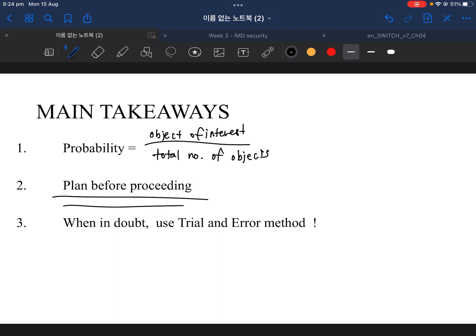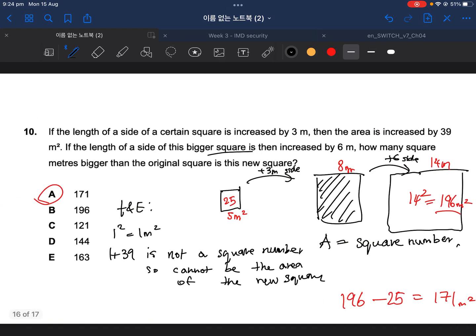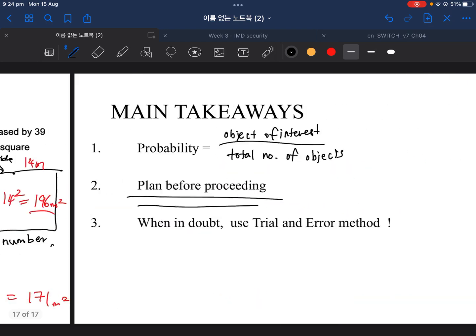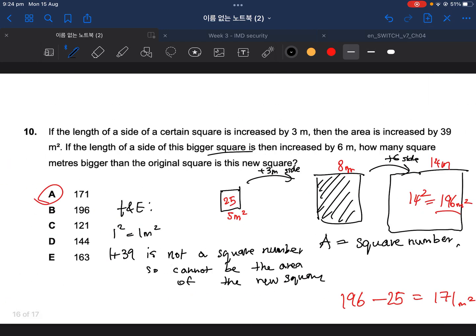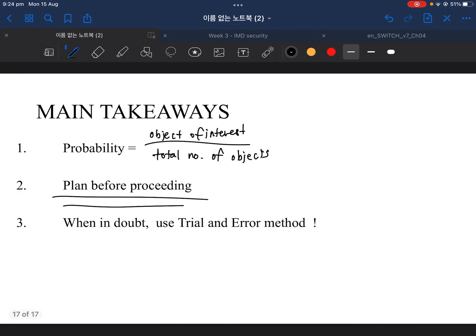And dot point number 3, when in doubt, use trial and error method. And I'm sure you guys can guess it, it was from question number 10. Use trial and error, and don't be scared to do so, because you'll find that more often than not, this is the easiest way to solve these sort of questions without algebra. Okay, and you guys don't need algebra too much right now. So if it's a lot more difficult than what you know, then just use trial and error. The right answer is still a right answer. Okay.